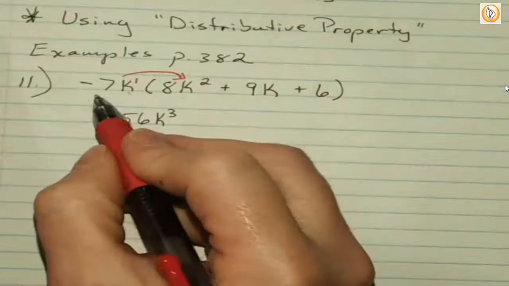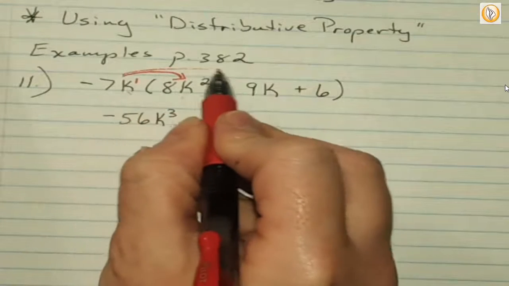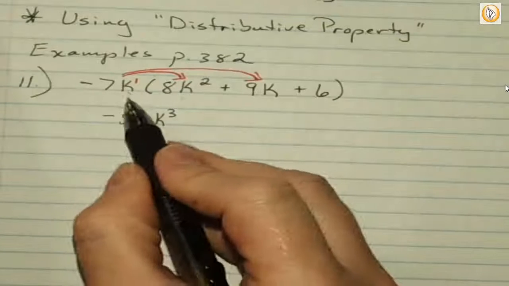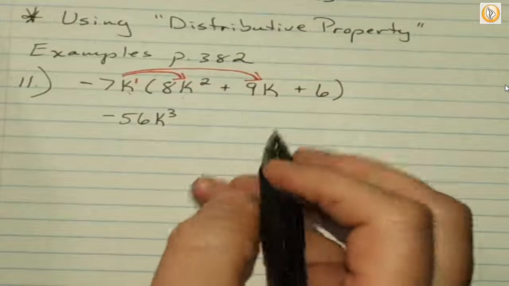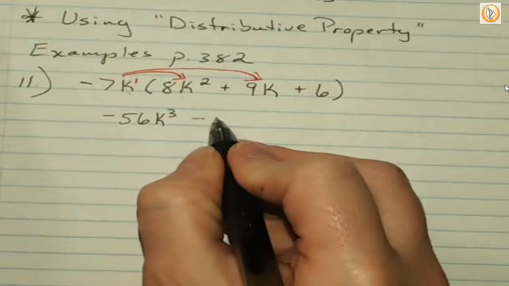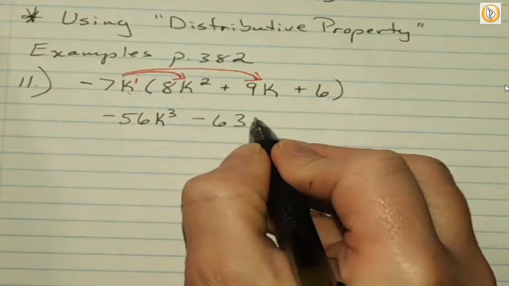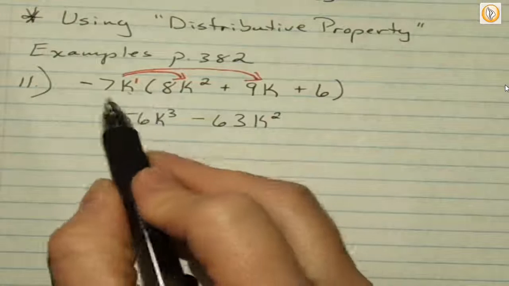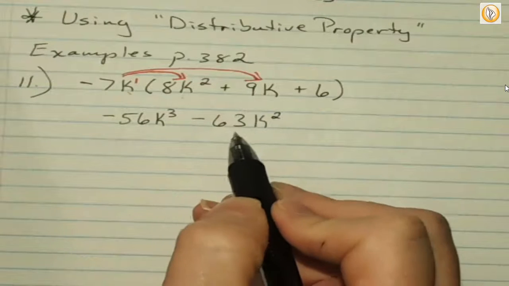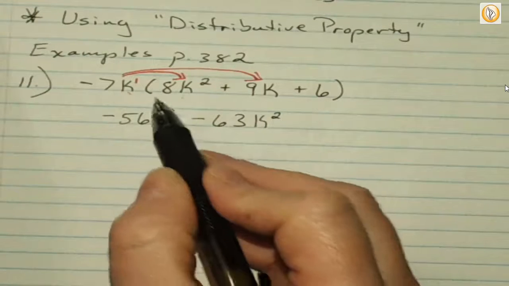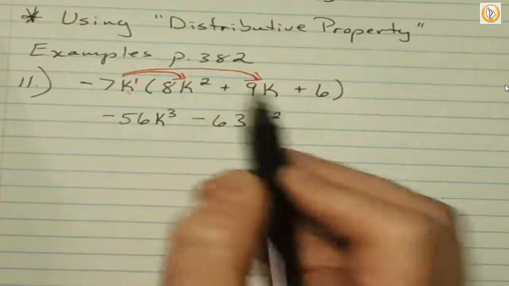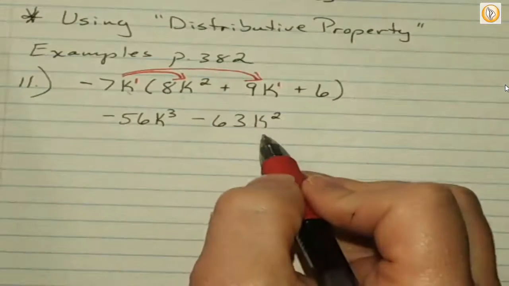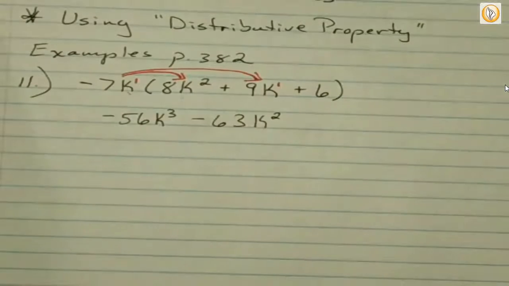So then we multiply negative 7k with the next term. Cecilia, what is negative 7k times 9k? Negative 63k squared. Yes, ma'am. Good job. Because negative 7 times positive 9 is negative 63. And k1 times k1 is k2 because we add the exponents.